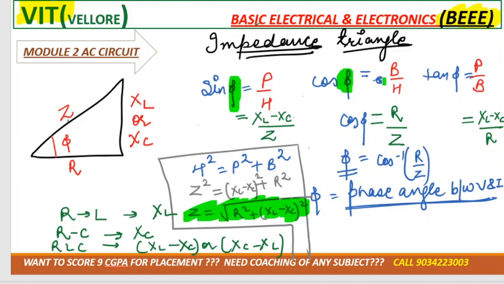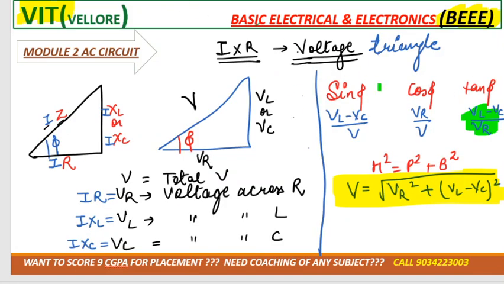And if you calculate it from the impedance triangle, then cos phi is R by Z. And if you calculate from the voltage triangle, that is VR by V. So we calculate according to whatever they have given. Understood?